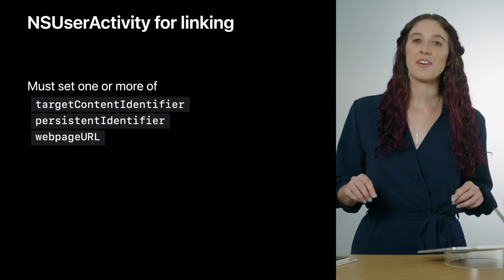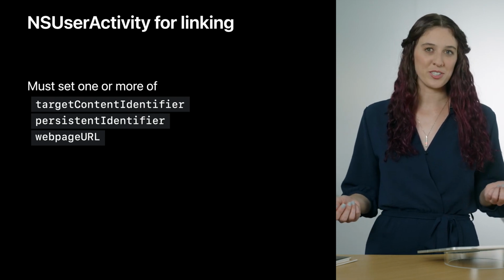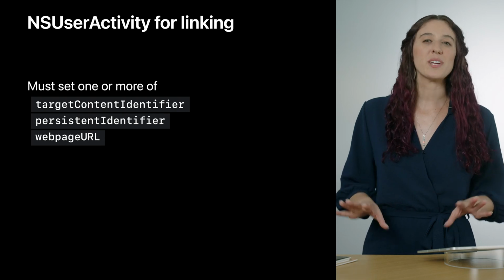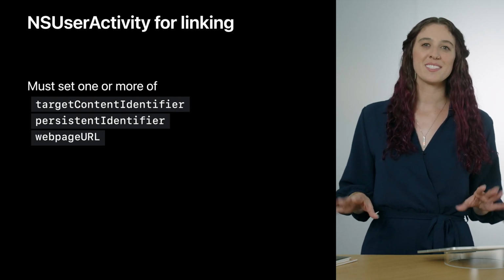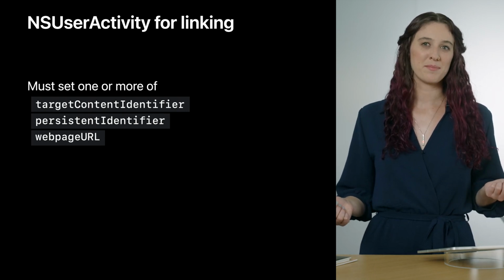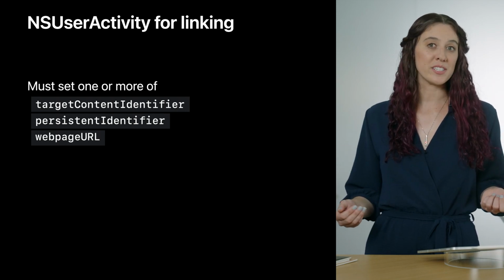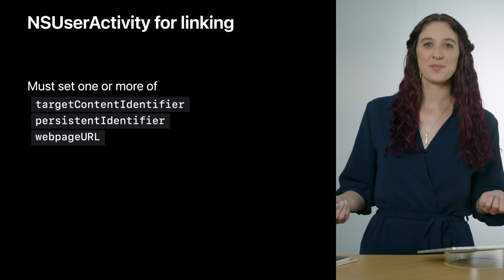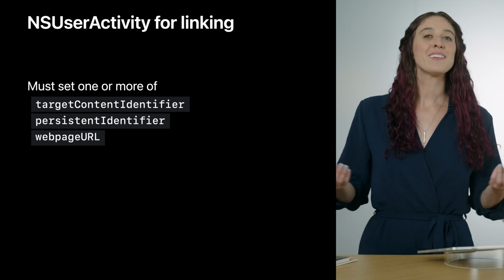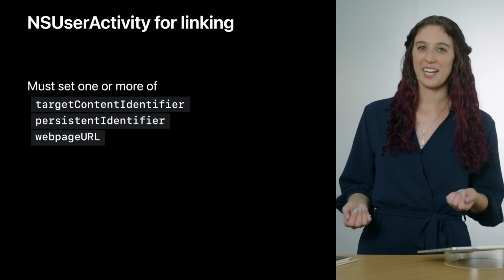Target Content Identifier is also used during state restoration. This property creates a great multitasking experience for apps that run on iPad. Persistent Identifier is also used to identify app content in the system's Spotlight index. And Web Page URL is also used for web fallback during handoff.